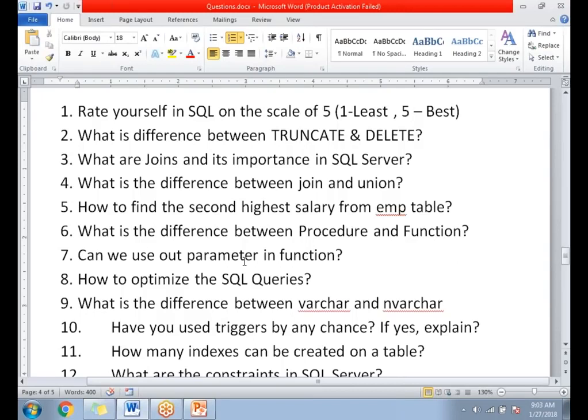Procedure is a block of statements. Function is also a block of statements. Procedure is pre-compiled code, but function is not. Procedure can have in and out parameters, but function is going to contain only in parameters. Can we use out parameter in function? We cannot put an out parameter specifically, but compulsorily it is going to return a value.